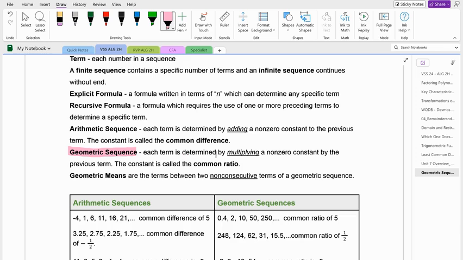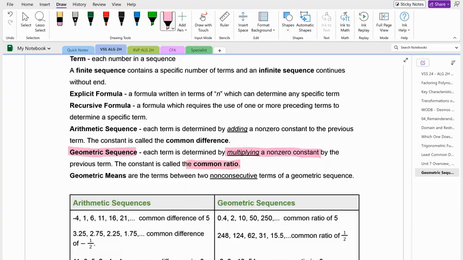So I'm going to highlight first here that when we're looking at a geometric sequence, we want to know that we are generating each term by multiplying by a non-zero constant. We're multiplying by some number that can be, you know, 10, 22, 5, whatever it is, or it can be fractions, one half, one third, two thirds, whatever.